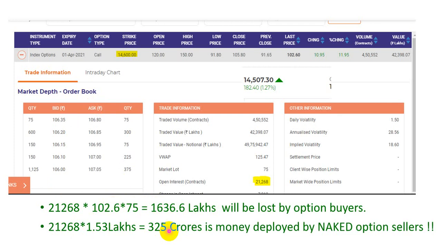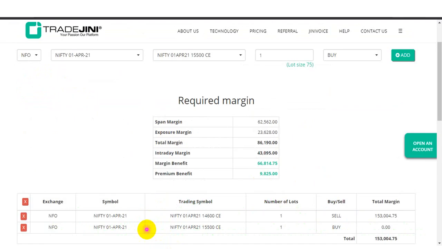So if somebody is selling an option for 21,000 contracts, 325 crores he has to deploy, and he receives 16 crores. This 325 crores, roughly, how much is it? 32 is 10%, 16 is 5%. So within 1 week, either you gain 5% or you lose unlimited. Now a person with 325 crores, will you expect him to be so careless? What he will do is buy an additional option, a 15,500 call option.